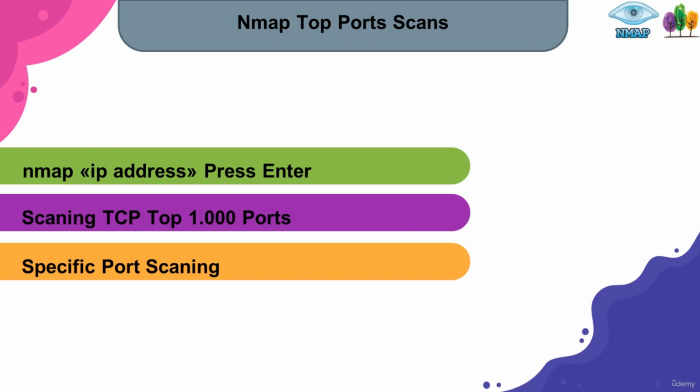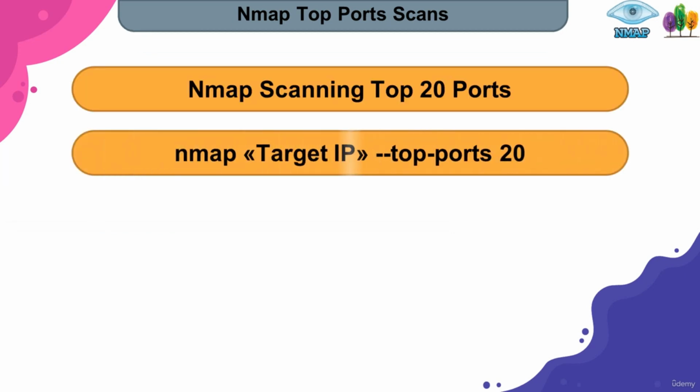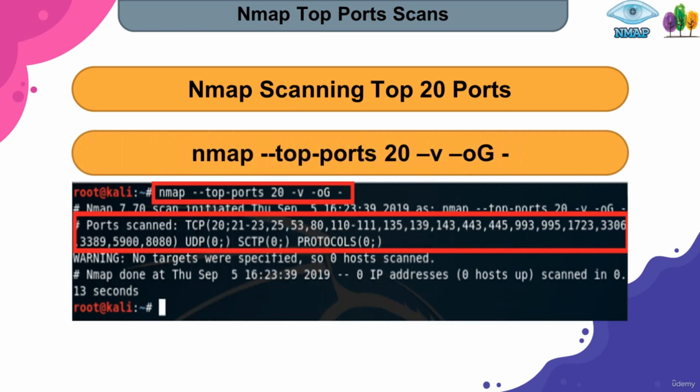Nmap offers many alternatives for scanning specific ports, so let's have a look at the most used types of them one by one. If we type the command nmap --top-ports 20 and a destination IP in the terminal, Nmap will search for the top 20 TCP ports on the target system. You have to remember that Nmap always performs a TCP port scan if no specific parameters are specified. If you want to see what these 20 TCP ports are, we can write nmap --top-ports 20 -v -oG -.